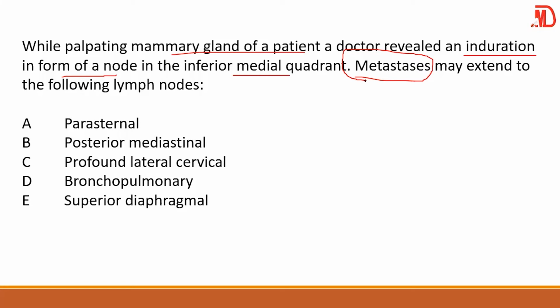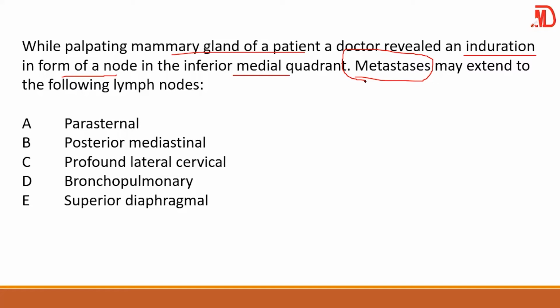Now, local metastasis of breast cancer are usually to the lymphatic nodes of the breast base, the axilla, the subclavicular, the parasternal nodes. And the distant metastasis will enter into the bones, the lungs, and the liver.